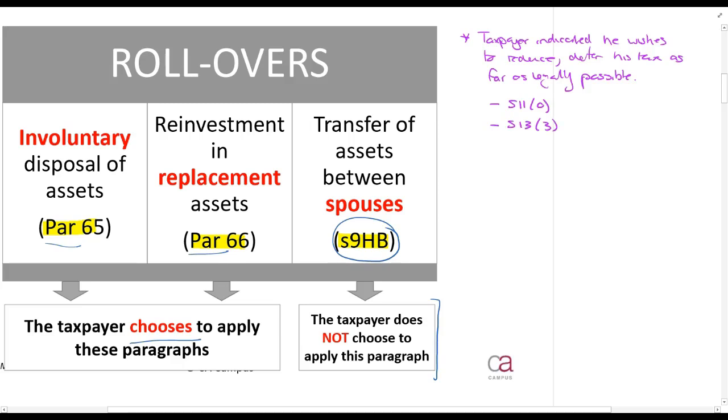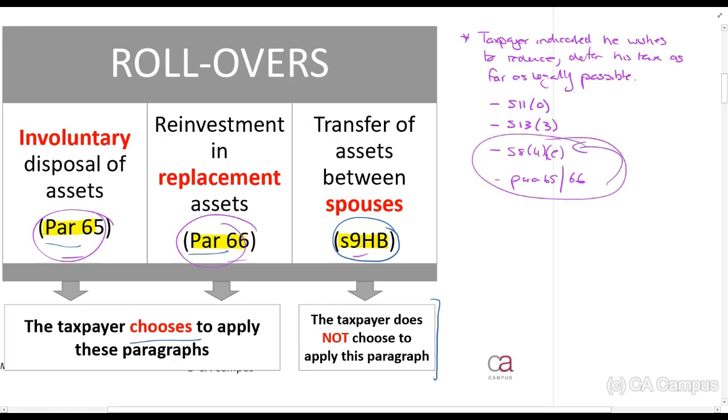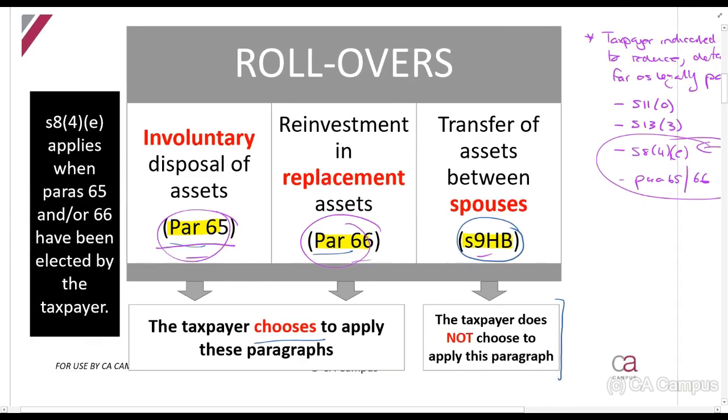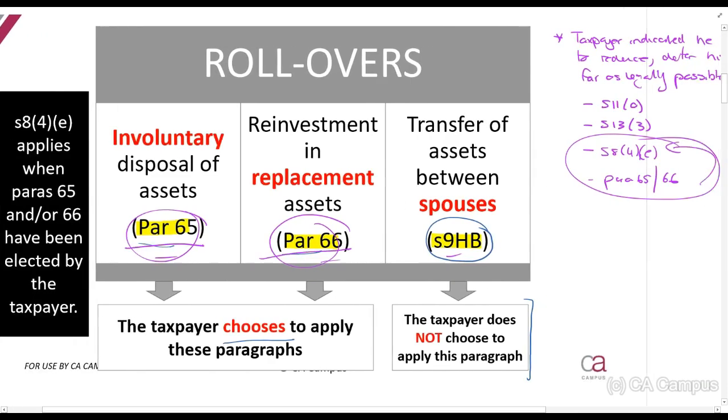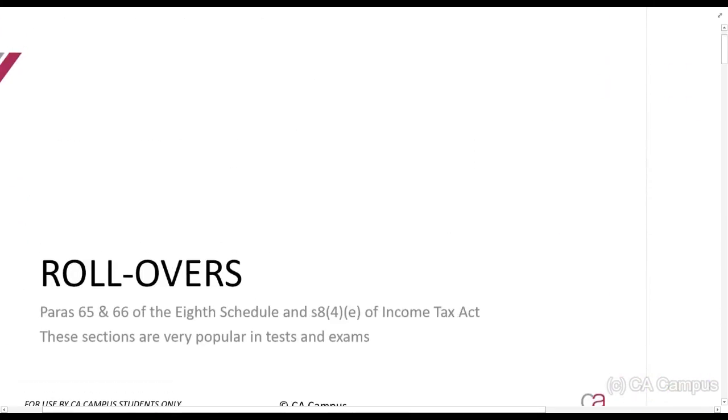Now, those sections that they discuss there: Section 11(o), scrapping loss, Section 13(3), which we are going to be looking at as well. It's also one of the rollovers. It's not mentioned here because it's not strictly a rollover, but we'll talk about that. Section 8(4)(e) works like this: if you apply paragraph 65 or paragraph 66, these two sections, then Section 8(4)(e) automatically applies, and they run hand in hand. So what I'm going to do now is discuss what the principle is here and understand that what I'm discussing applies to paragraph 65, paragraph 66, and Section 8(4)(e). We'll fine-tune all of the details in a little bit.